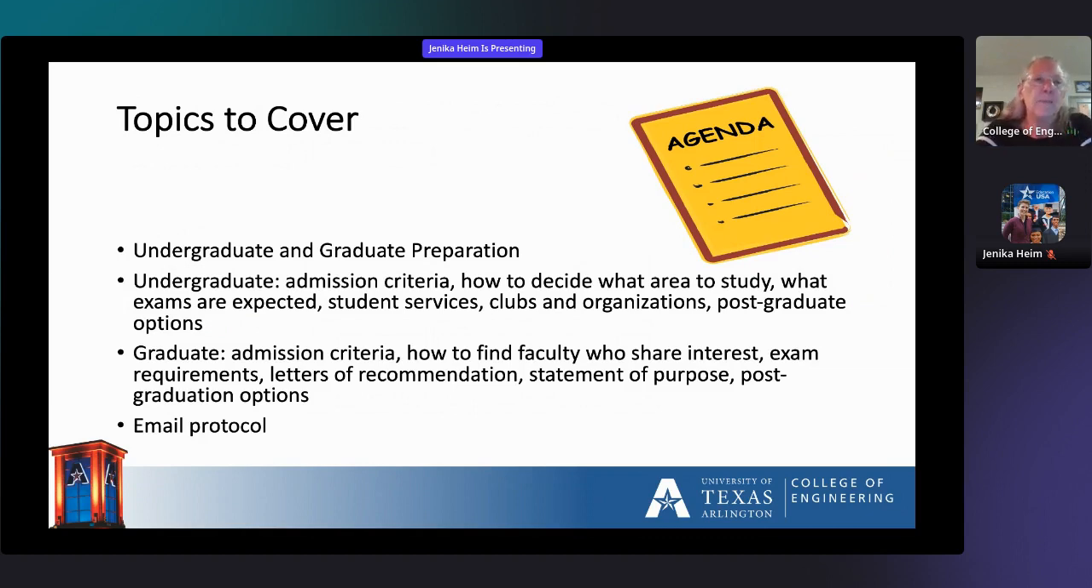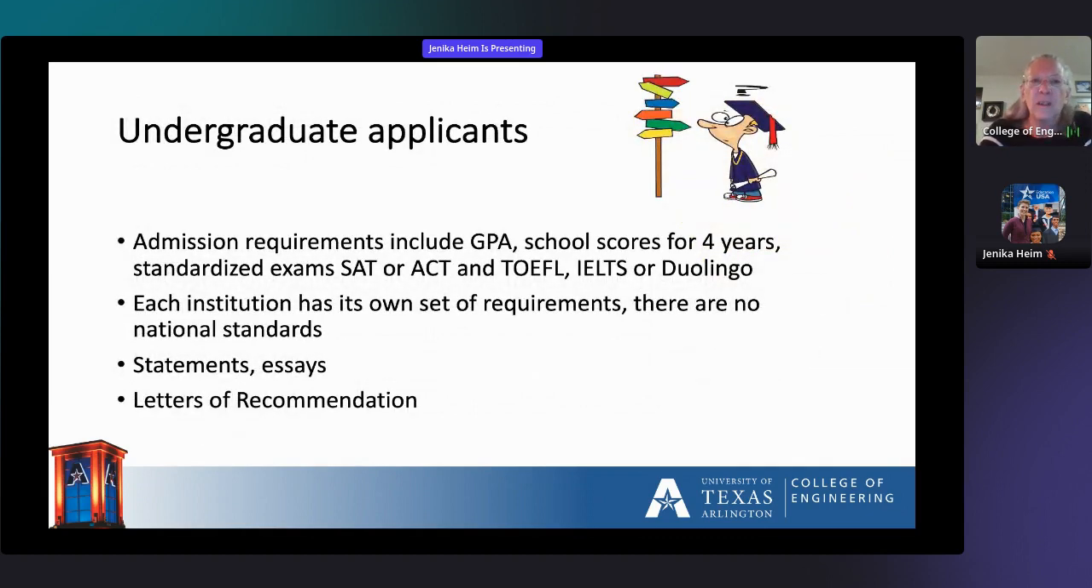Next, please. As an undergraduate student, there are all kinds of different requirements depending on the school that you're applying to. The admission requirements include your GPA, your scores, your high school academic record for all 4 years. Some schools are going to require an SAT or an ACT, and almost every school is going to require TOEFL, IELTS, or Duolingo unless you have been in an English-only curriculum learning environment for at least 4 years.